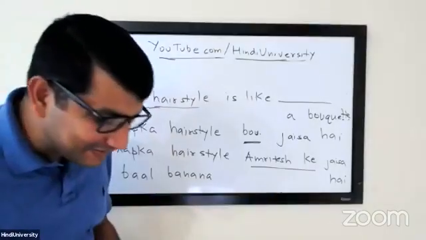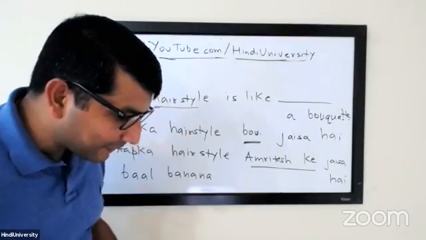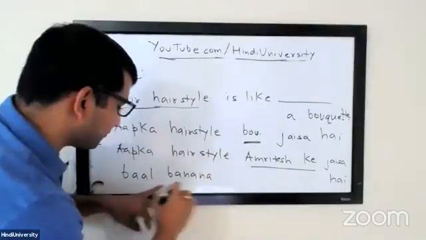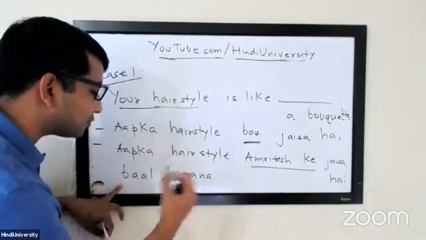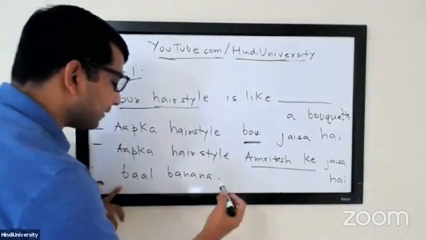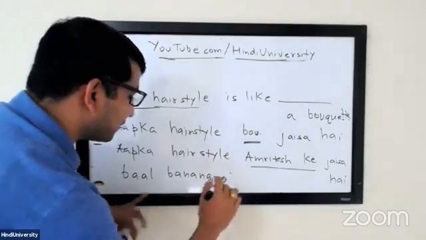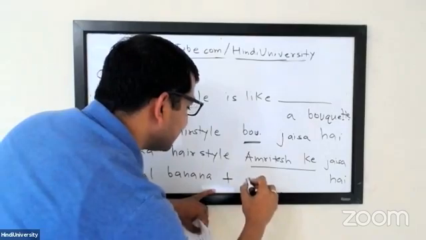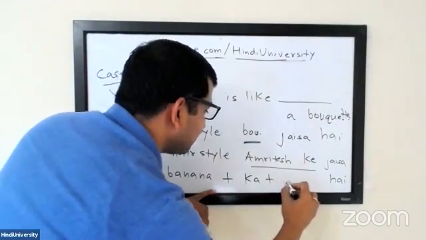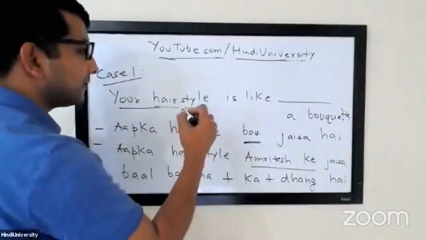Is there anything for a style? Bal ka style, bal ka something. So many ways to say that. This is how I would say. Bal banana is to comb hair. And now it will be followed by bal banane ka dhang. Dhang. Yeah, dhang is style. Oh, okay. Thank you.